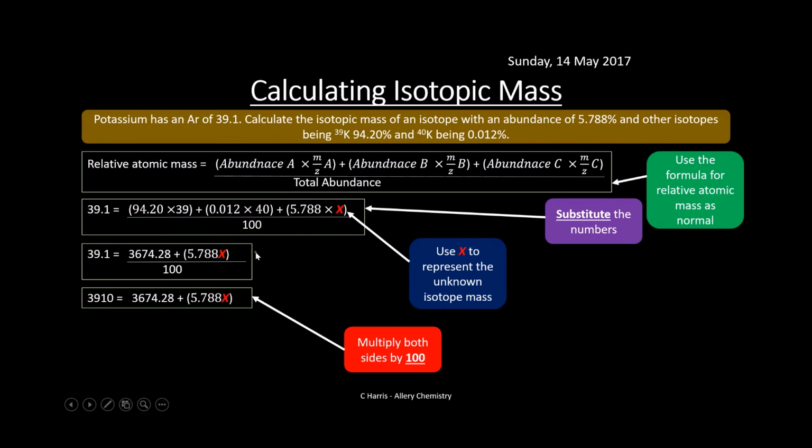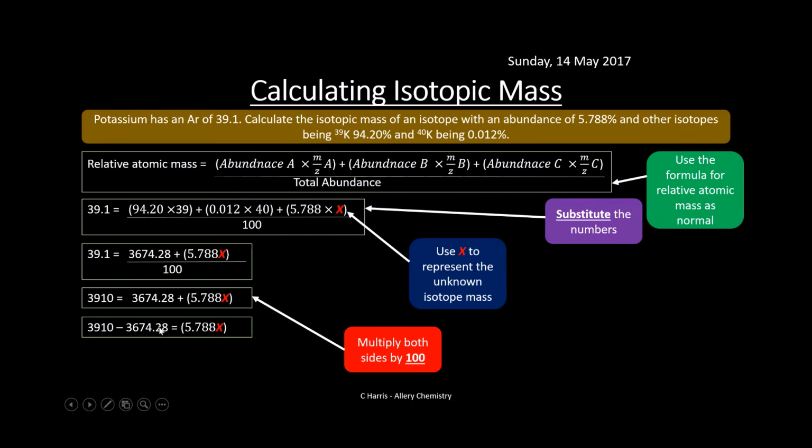Then what we do is we multiply both sides by 100, because if we've got divide by 100 here, then to get rid of the divide by 100, we multiply that side by 100, and it effectively gets rid of that. So we get 3910 on this side, and effectively we get rid of the divide by 100 here.